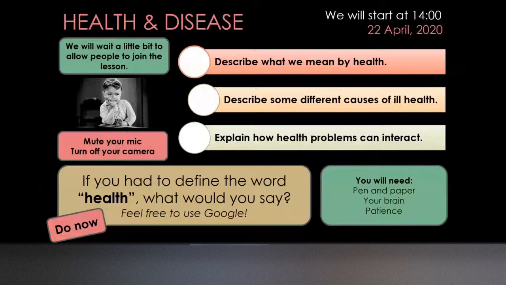Three things. We're going to be talking about what we mean by the word health. We're going to be describing some of the different causes of ill health. We're going to explain how health problems can interact as well, so how we can take people with multiple different problems and how they interact to cause different problems for them.